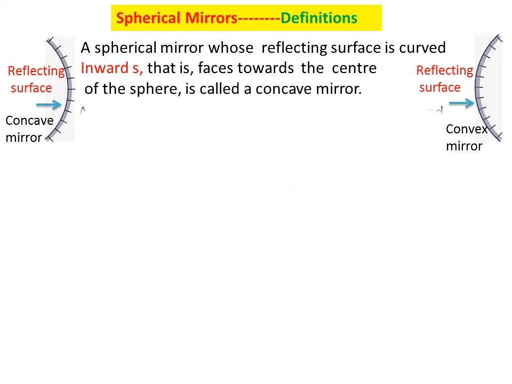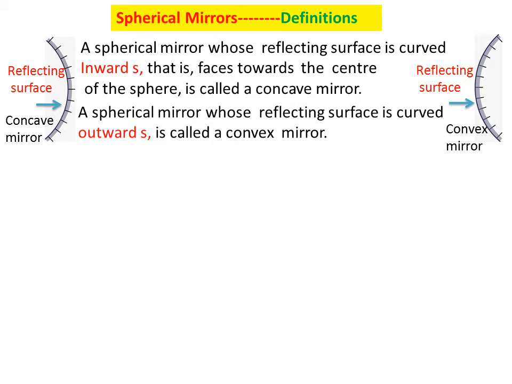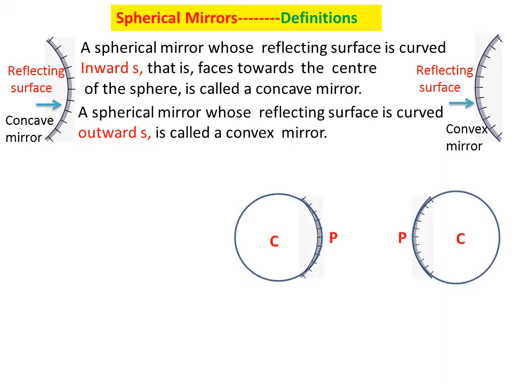And another definition, we define the convex mirror. A spherical mirror whose reflecting surface is curved outwards like this is called a convex mirror. Now, some definitions related to these mirrors.